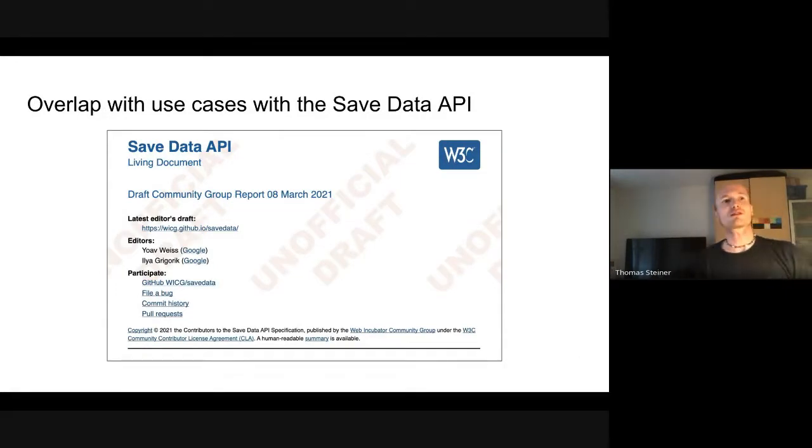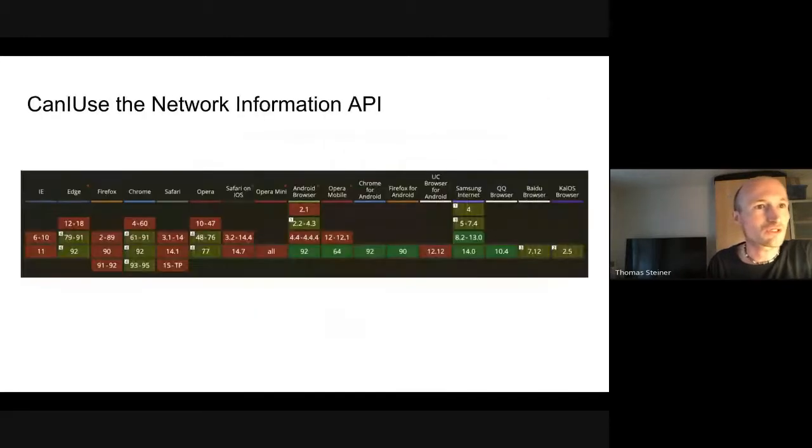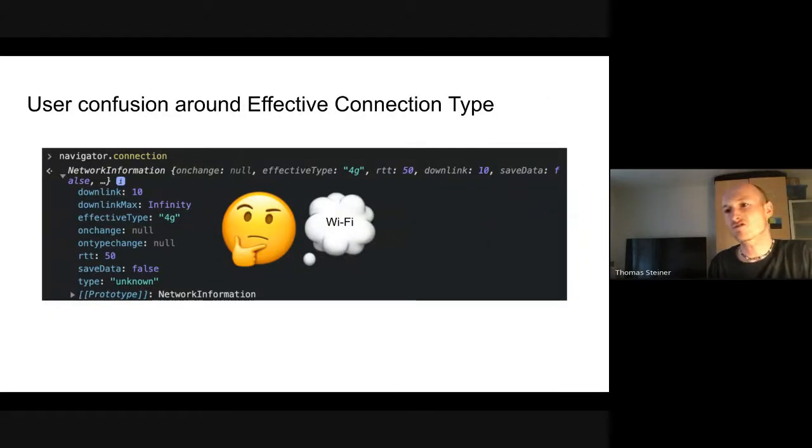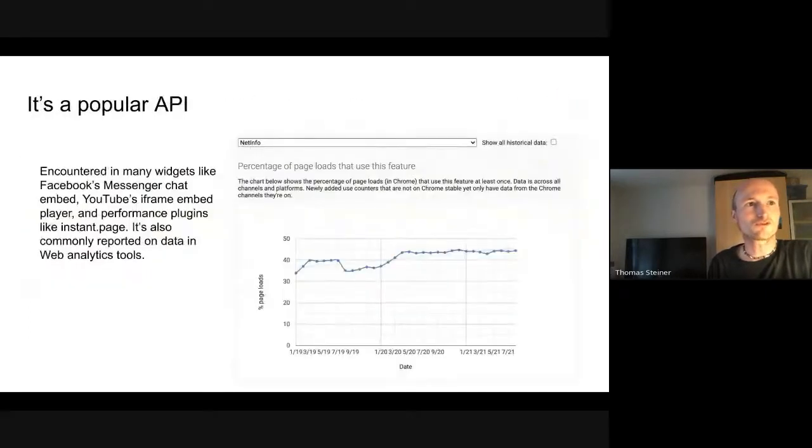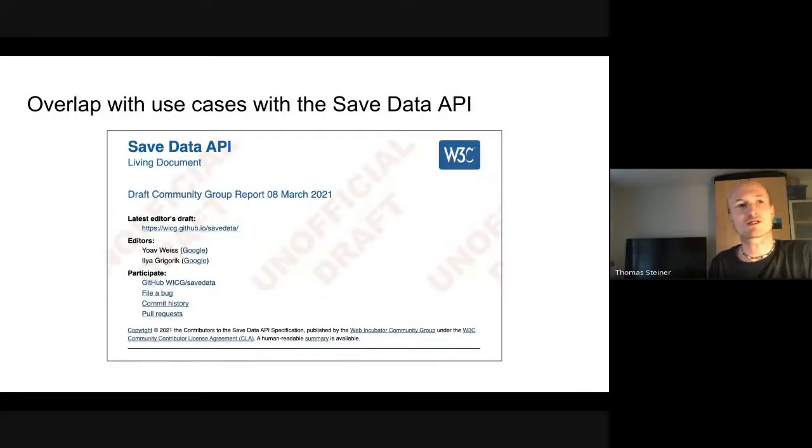Some of the problems with it: there's an overlap with some of the use cases with what is now the Save-Data API. This initially started as part of the NetInfo API. As you can see here, saveData is false, so this is exposed here. There's also the Save-Data header. This was removed from the initial Network Information API and is now its own API, Save-Data, as you can see here. But there is a certain overlap with the use cases that are defined by NetInfo and by Save-Data.